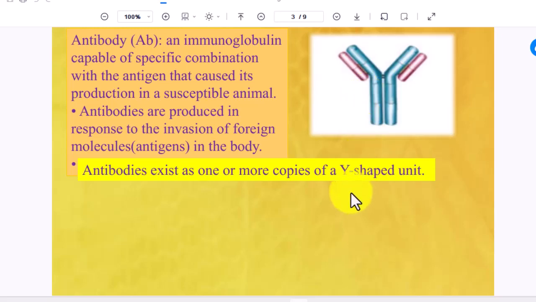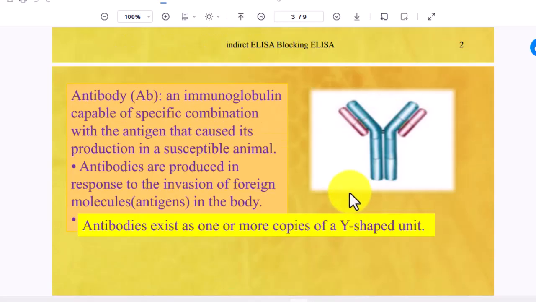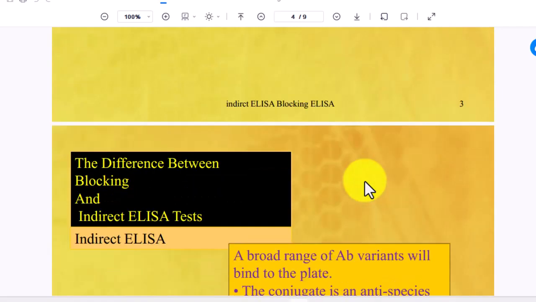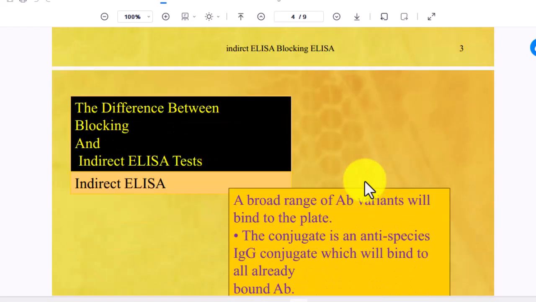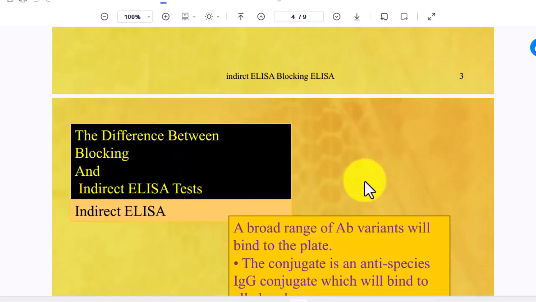Antibodies exist as one or more copies of Y-shaped units. In a cartoon, or in the model of the antibodies under the electron microscope, it looks Y-shaped. We call this the light chain and this the heavy chain, and this is discussed in full detail in immunology and in another course about the fundamentals of ELISA. You can see this course, it's one of my courses, and also in the immunology course step by step.